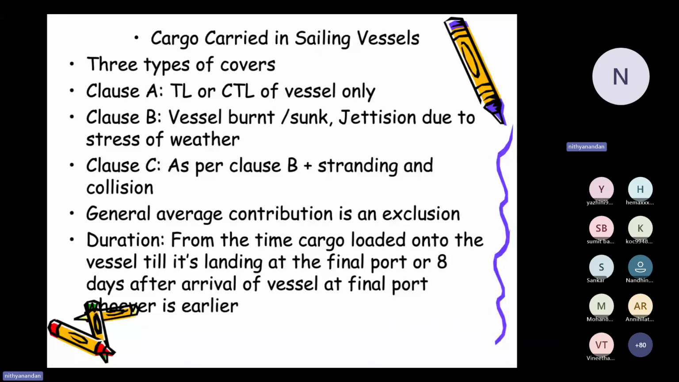Cargo carried in sailing vessels. What do you understand by sailing vessels? Sailing vessels means the vessels which don't have any motors, engines. They will sail using the winds. So those vessels are called sailing vessels. 3 types of covers can be given for cargo carried in the sailing vessels. Only total loss covered, or vessel burnt or sunk, jettison, C class, as per class B plus stranding and collision. So 3 covers are available.